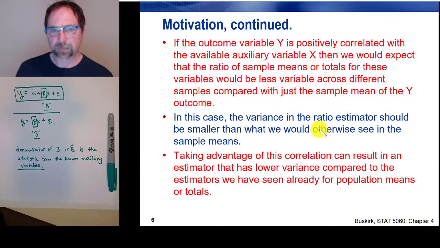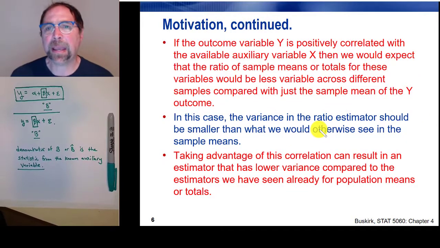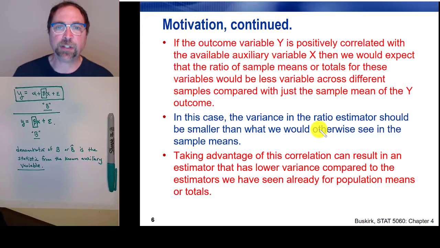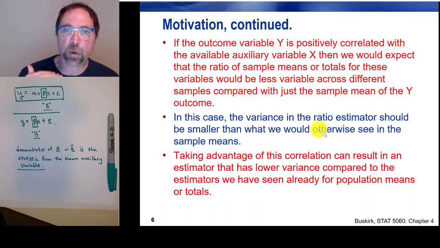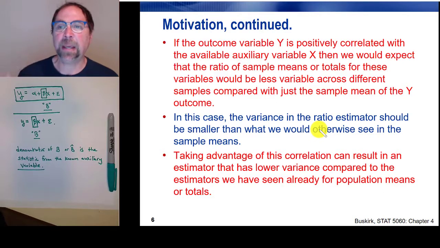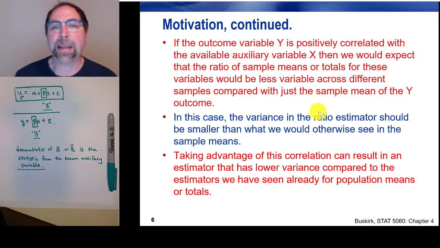So if the outcome variable is positively correlated with the auxiliary variable that you care about, then you would certainly expect that the ratio of sample means or totals, Y bar S over X bar S, is going to be less variable than you would get if you looked at the variation in the sample mean. Now, why do we care about the variability in the ratio?